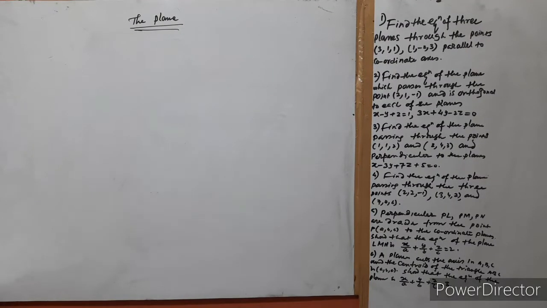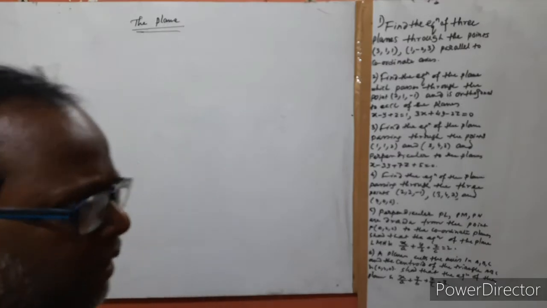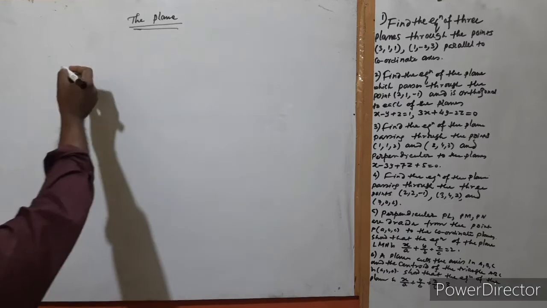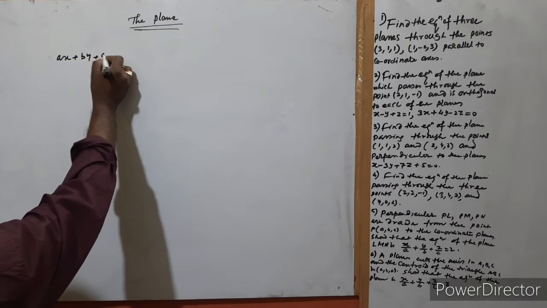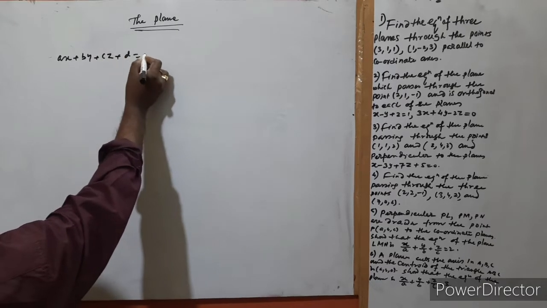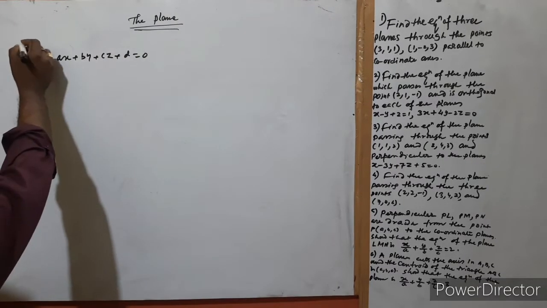Today this is the discussion about the plane in three-dimensional space. Okay. Now we have to introduce some theory about the plane here. And the most general equation of the first degree in 3D, in three-dimensional space, is ax plus by plus cz plus d is equal to 0. This is the general equation.